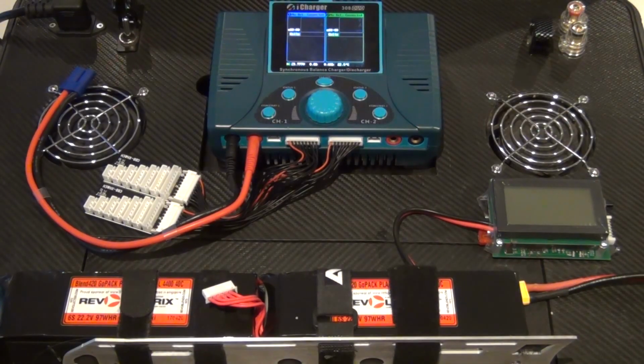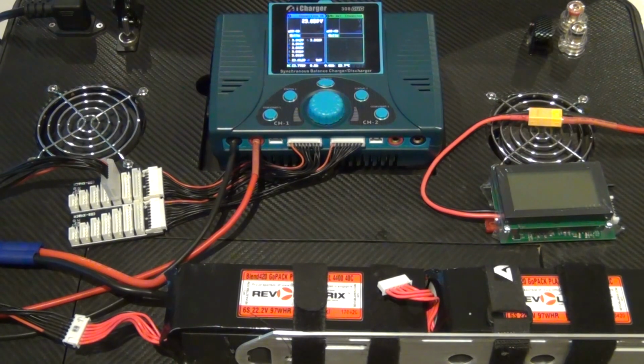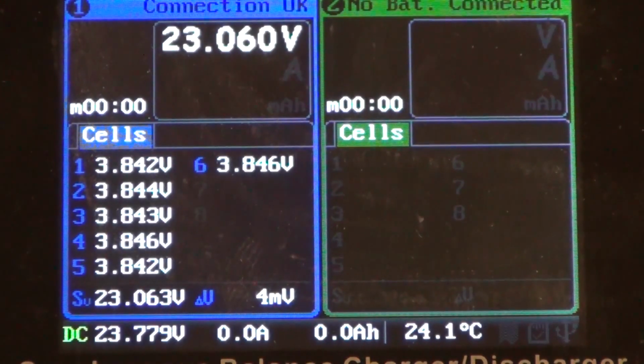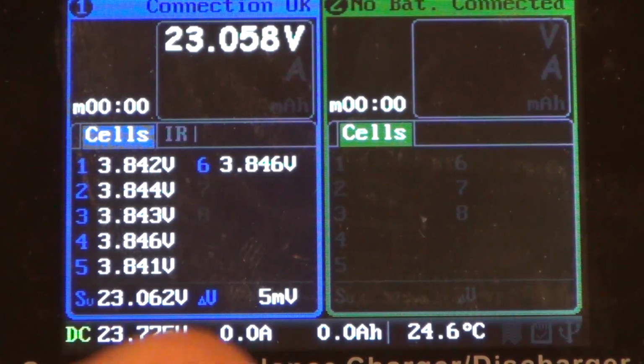So what I'd like to show you now is a comparison between the IR readings from the Revolectrix DC IR meter and my charging station. So I've plugged in my battery now to my case charger. So the charger is showing the overall pack volts at about 23 volts and the individual cell volts at about 3.84 volts. Okay, so I'll put my battery into a charge cycle.